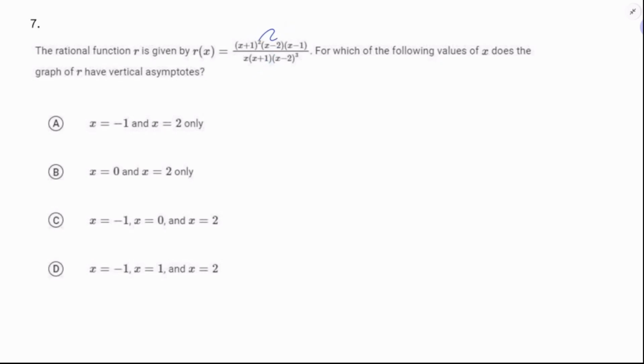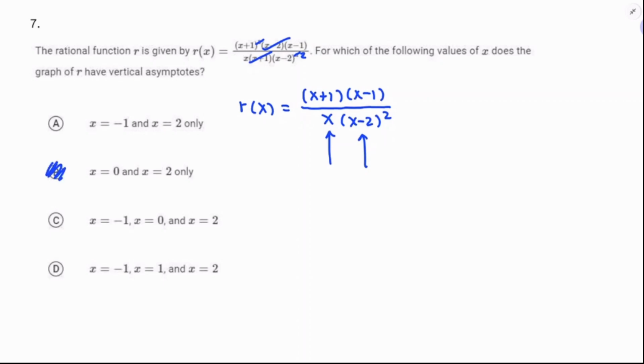So if I was to cancel off 1 power of x plus 1 and 1 power of x minus 2, I'd be left with r of x equals x plus 1 once, no x minus 2, and an x minus 1 over x and x minus 2 squared. Okay, vertical asymptotes, those are going to be the leftover zeros of the denominator after canceling, so 0 and 2.